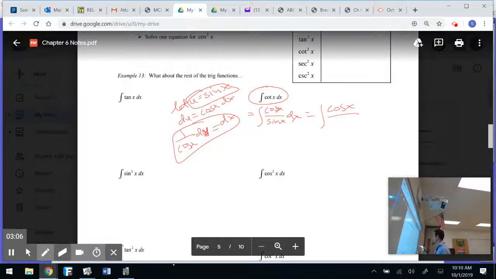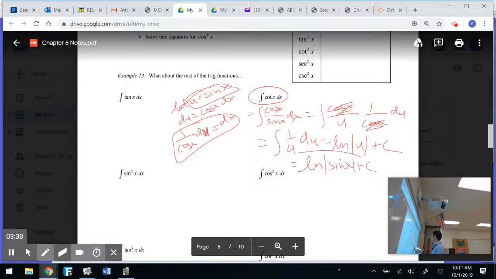This time u was sine x. So that gets replaced, and so does the dx. So I get the integral of 1 over u du. What's the antiderivative of 1 over u? It's the natural log of the absolute value of u plus c, right? Because it's an indefinite integral. Now let's put that sine back in for my u, and I am done.